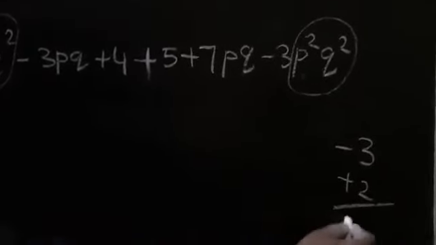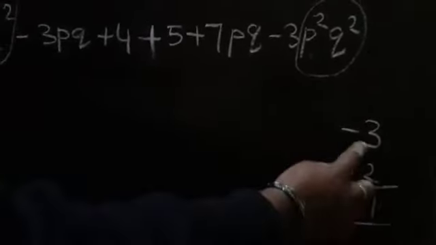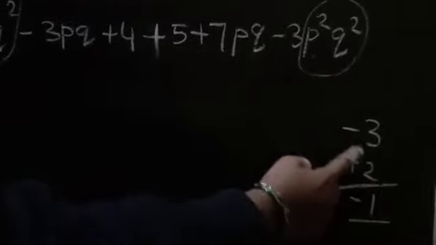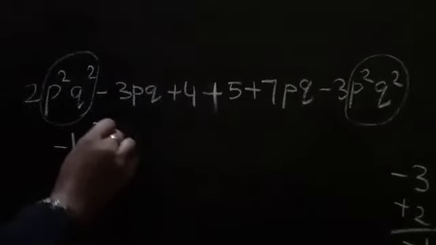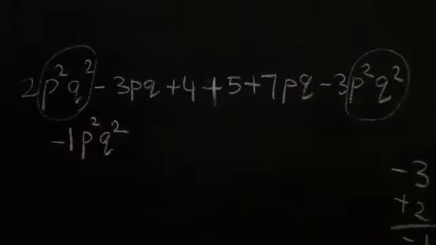What will I get as the answer? Minus 1, because the difference is 1. The bigger number's sign is minus. So minus 1 times p square q square I will get.